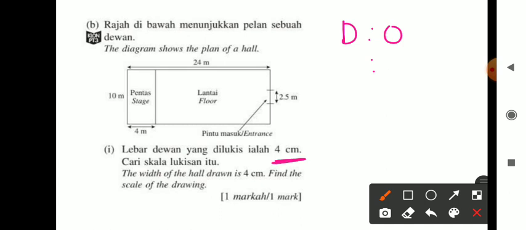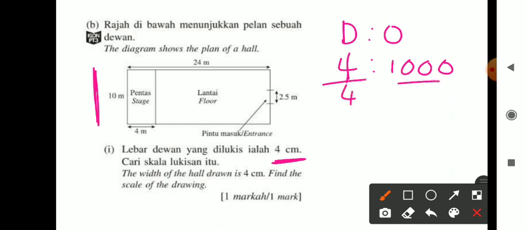Drawing is 4 cm. So the width is this one, 10 meter. So change 10 meter into cm first. It will be 1000 cm. But when you draw, you only draw it as 4 cm. So it is easier for you. Maksudnya kamu lukis 4 cm, maksud dia 1000 cm in reality.